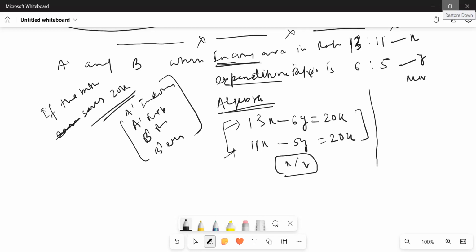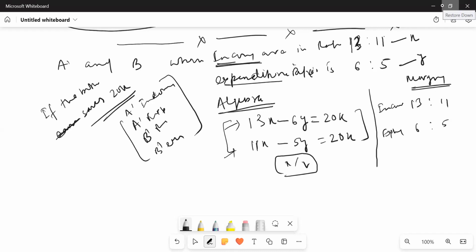But when you want to do it through merging, and once you know what merging is, merging is making the multiplier the same. So I have two ratios. One is for income, which is 13:11, and one is for expenditure, which is 6:5. What is the common quantity at these places? Can you find anything common? Basically, there is nothing which is internally common.